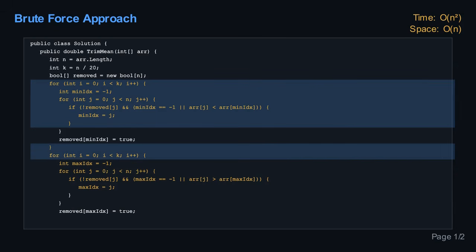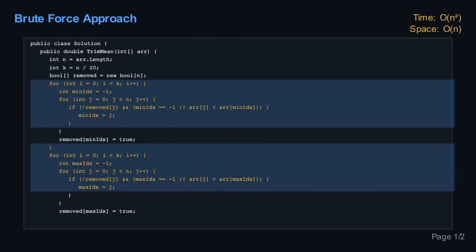Each search for a min or max takes linear time, leading to a quadratic time complexity of O(n squared). You'd also need extra space, perhaps a Boolean array, to track removed elements, making it O(n) space. This becomes very inefficient for larger arrays due to the redundant scanning.